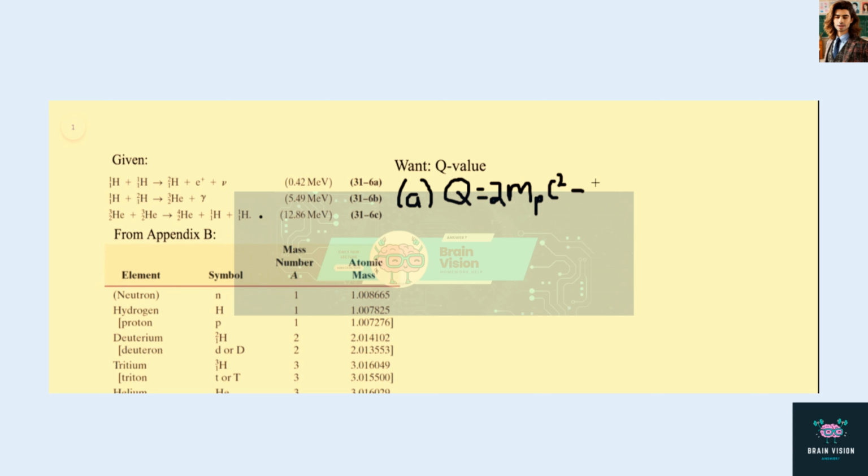minus the mass of deuteron sub d times c squared minus the mass of the positron, which is in fact equal to the mass of the electron, times c squared. And the neutrino doesn't have an atomic mass, so it doesn't show up in this equation. And now we can see the c squared is present in every term, so we can factor that out. So I'll just quickly rewrite this.